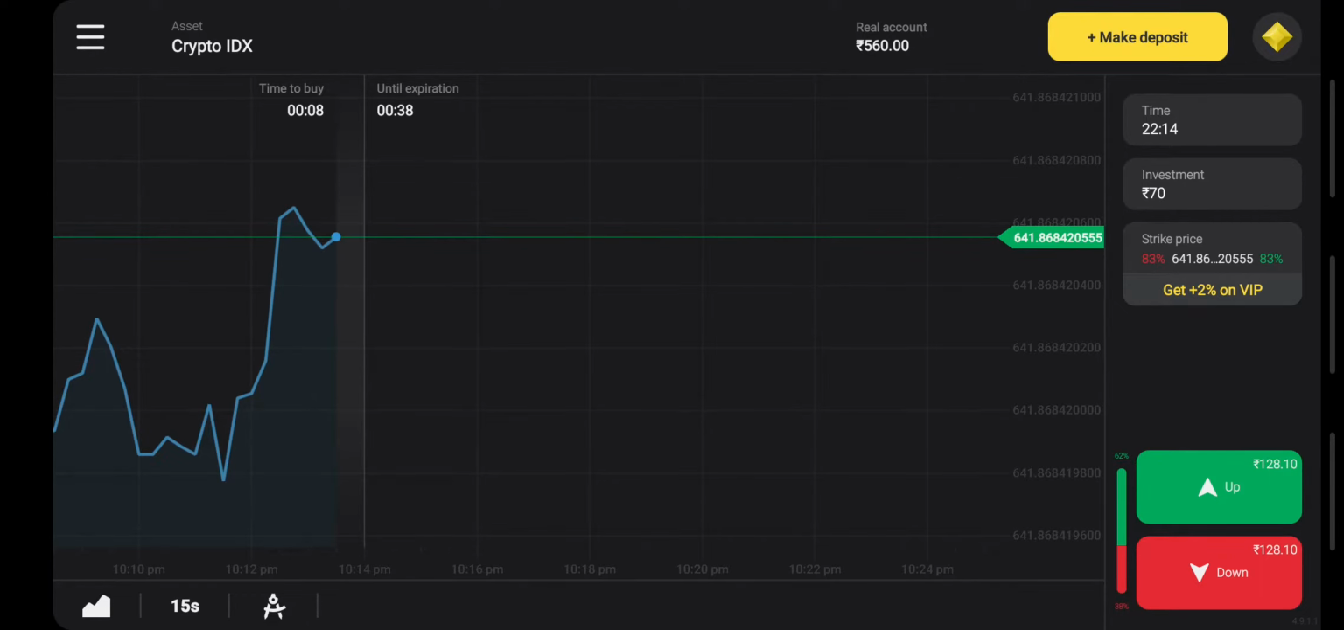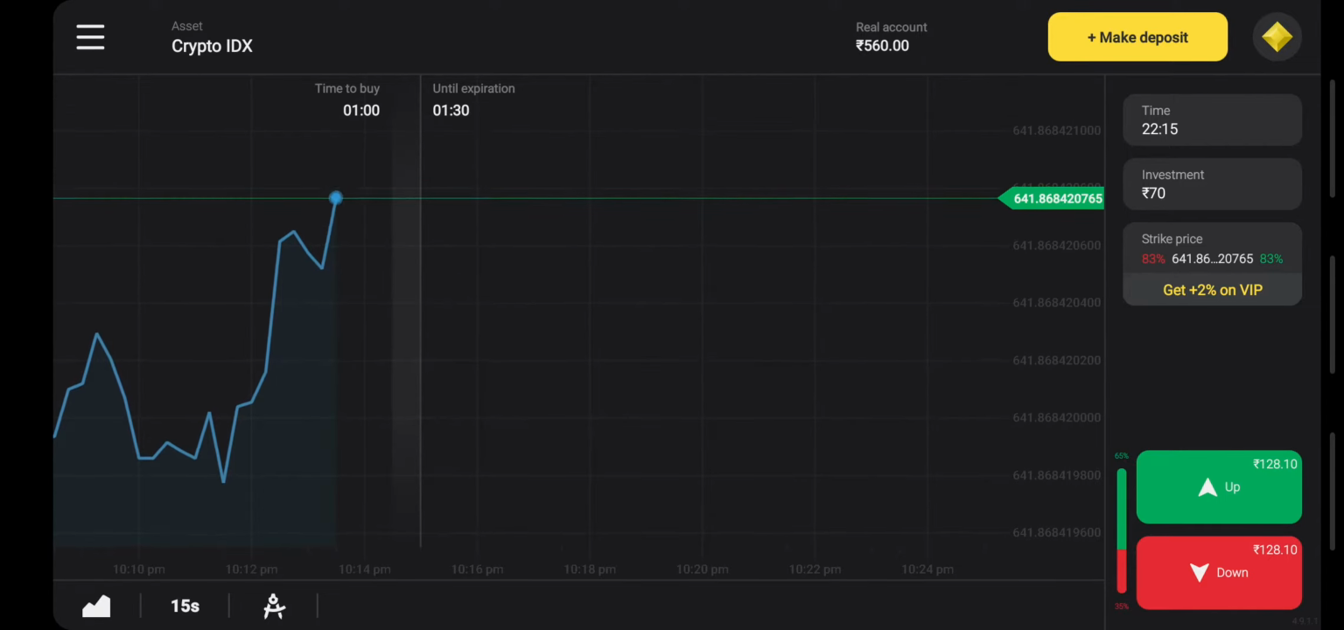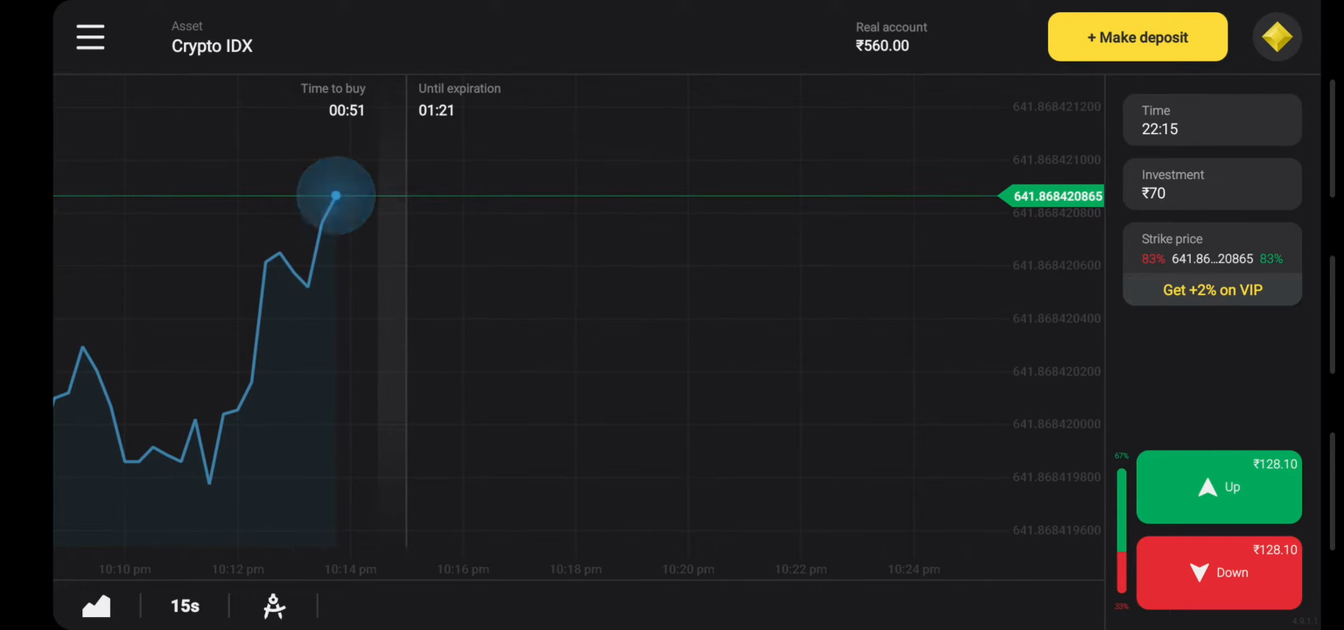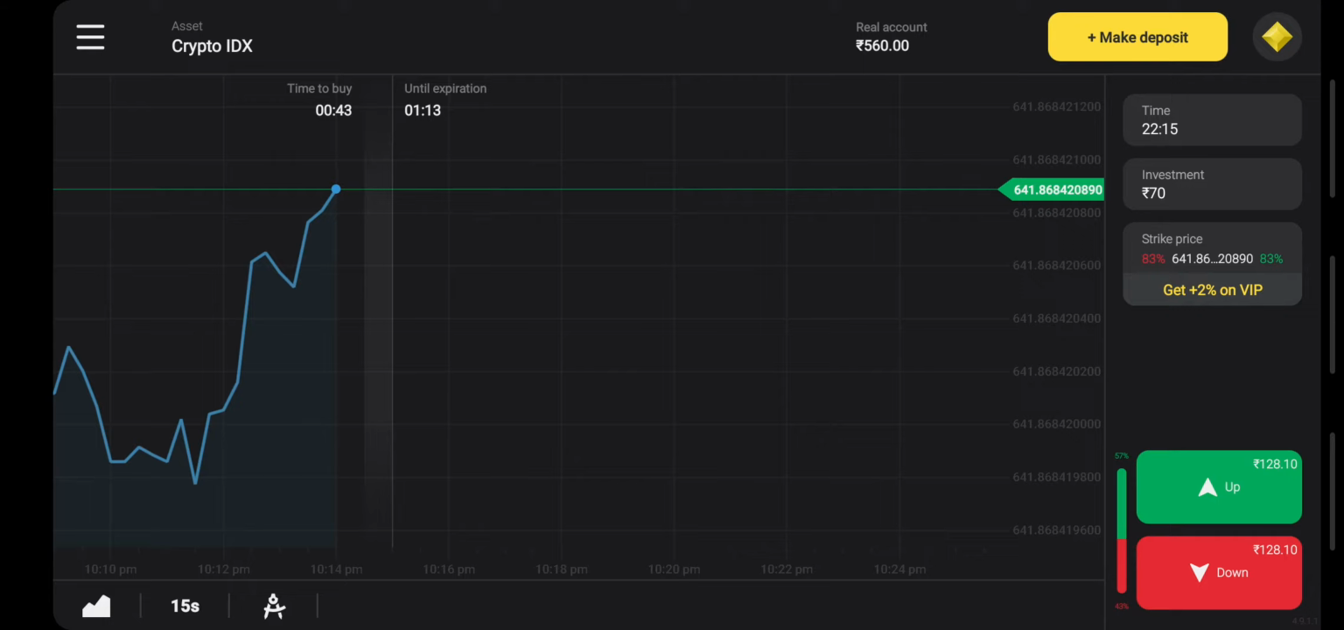When you create an account in Binomo Trading, you'll be able to see a demo account and a real account. Under the demo account, you will get some amount where you can practice trading, and under the real account, of course, you have to add your own amount, and the minimum amount that can be added to this account is 350 rupees, which is close to $5.